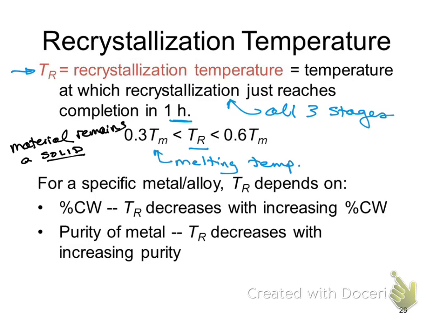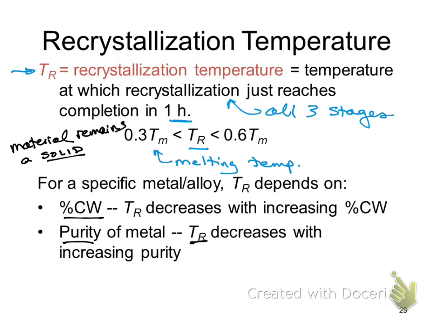And for any given specific metal or alloy, we're just pointing out here that what the temperature should be for the recrystallization temperature depends on a couple different factors. How much cold work is actually within the material: as you increase the amount of cold working, you decrease the recrystallization temperature. And then secondly, the purity of the material. As you increase the purity of the material, you don't have to have it so high.